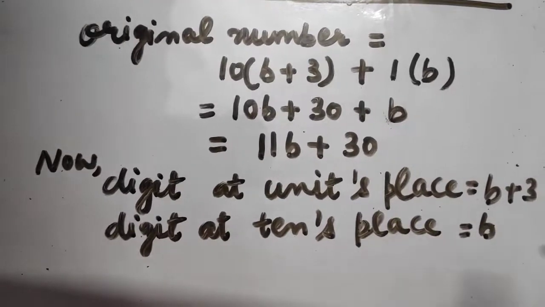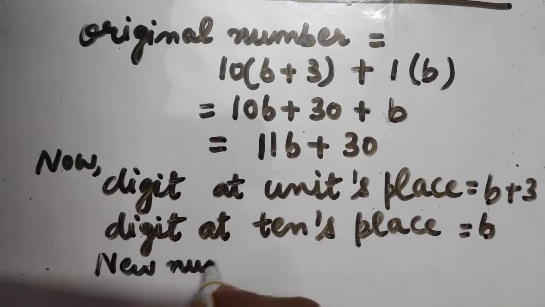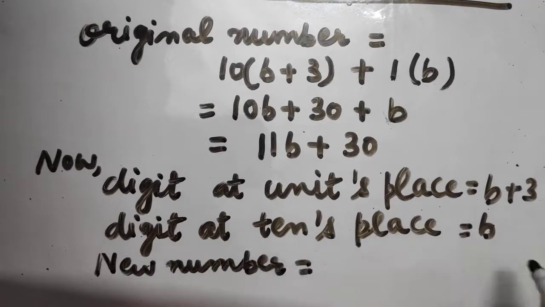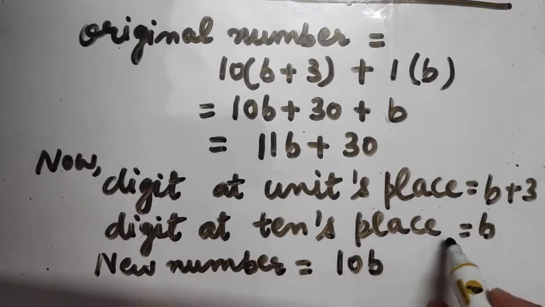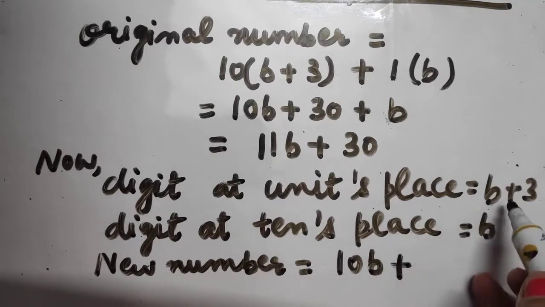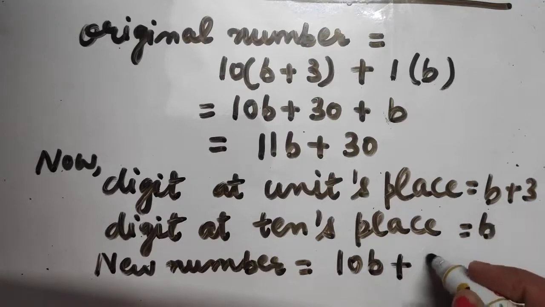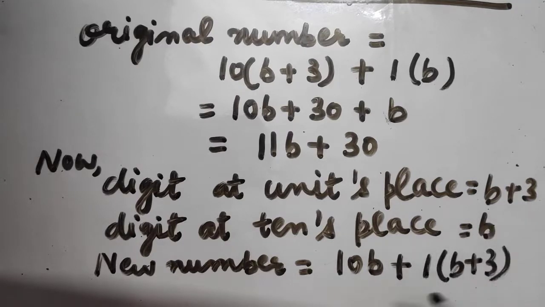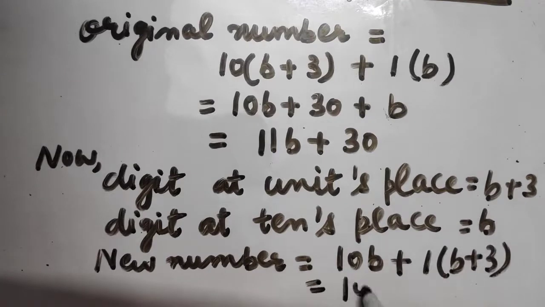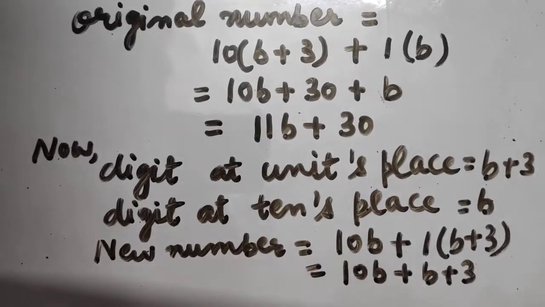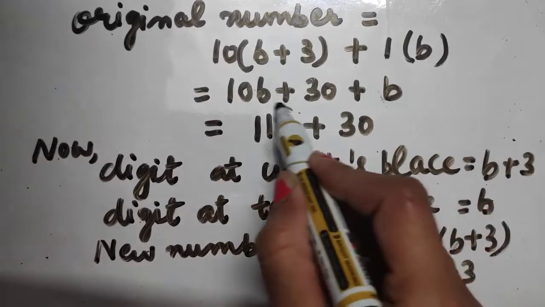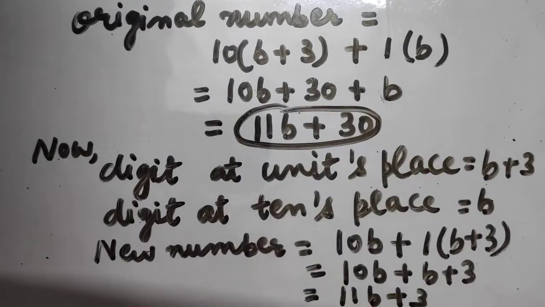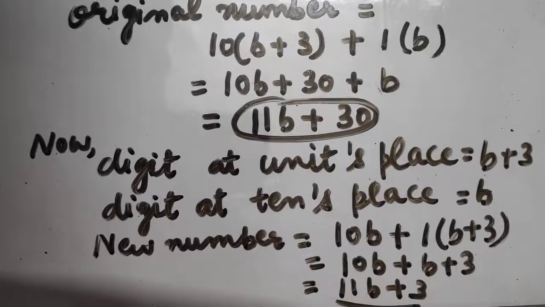So I am multiplying the digit at tens place by 10. The new number will be equal to 10 into B. The digit at tens place will be multiplied by 10 and the digit at units place or ones place will be multiplied by 1. So the new number will be 10B plus B plus 3, that is equal to 11B plus 3. So this is my original number and 11B plus 3 is my new number.